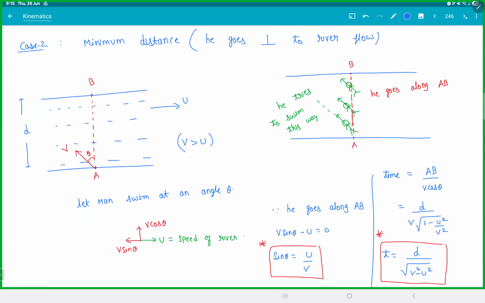Because you're not using your full velocity to cross the river. You're using only a part of the velocity to cross the river, which is v cos theta. And you're using v sin theta to cancel the river's flow. Is this clear, everyone? Case 2.